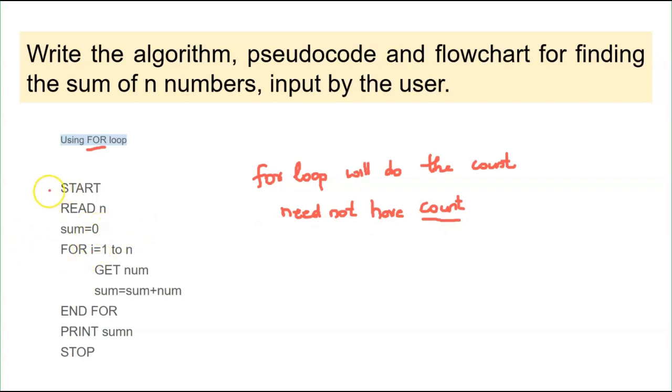Let's see the steps. We have the start, read n. So how many numbers are there? 5 numbers. Sum is equal to 0. This we have to initialize. So in every case, sum equal to 0, we have to initialize a variable.